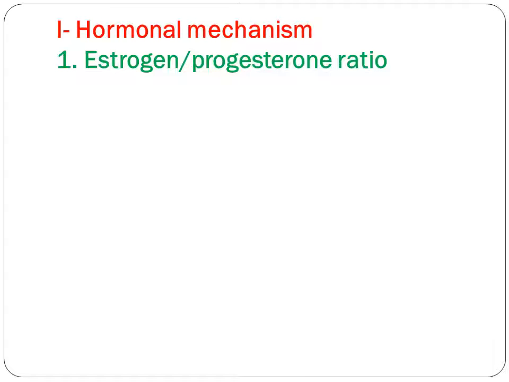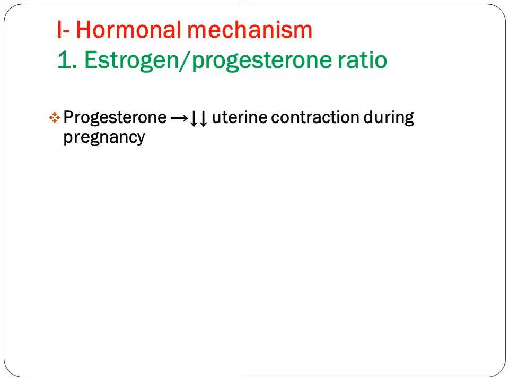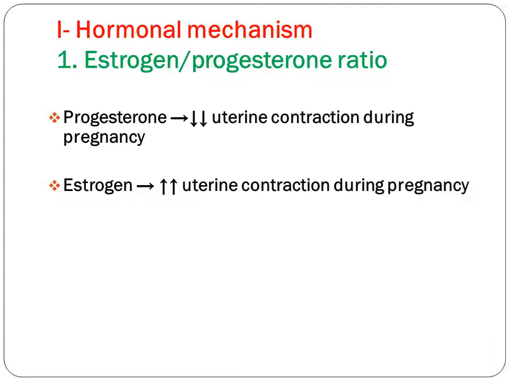First, let's talk about the hormonal mechanism of delivery or labor. The first hormonal factor is the estrogen-progesterone ratio. As you know from before, progesterone usually decreases the uterine contraction during pregnancy. So it usually prevents abortion and prevents preterm labor. While estrogen usually increases the uterine contraction during pregnancy. So the ratio between these two hormones is very important for their effect on the myometrial contraction.